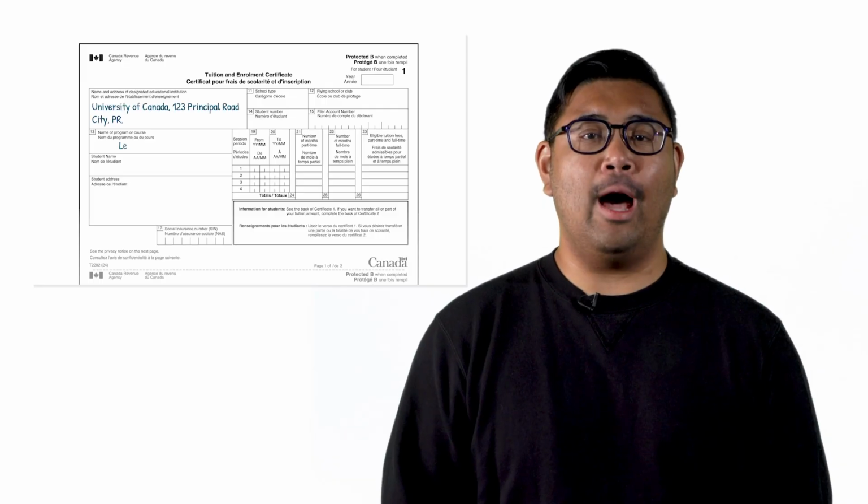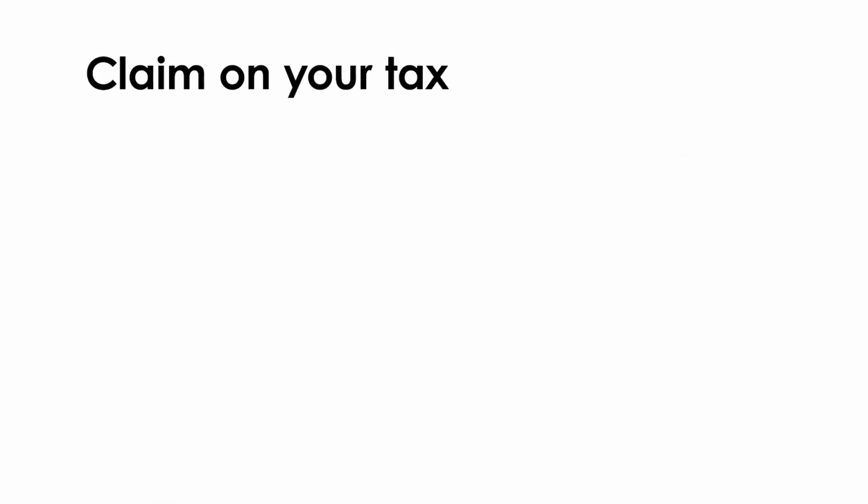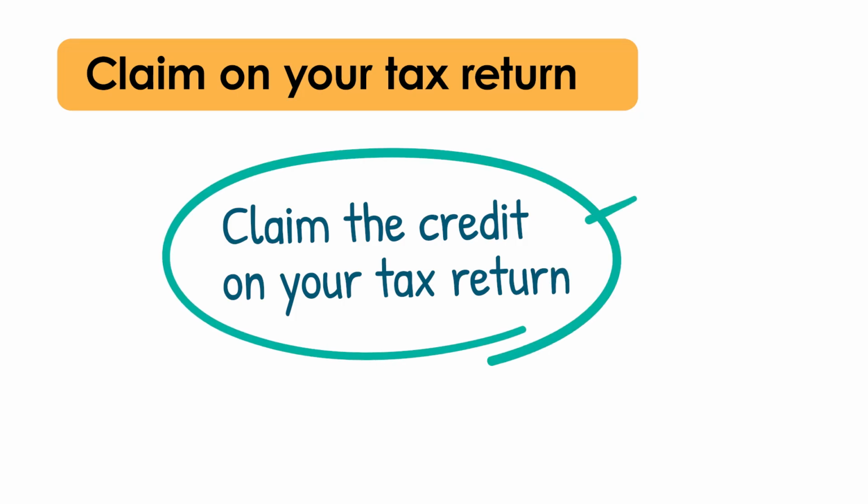In part 1, you learned the basics of the credit and how to apply it on your tax return. Now that you've entered your tuition amount information, what are the next steps before sending in your return? The tuition tax credit is very flexible and gives you options. Let's check them out. First, you'll need to claim the credit on your own tax return if you owe money.